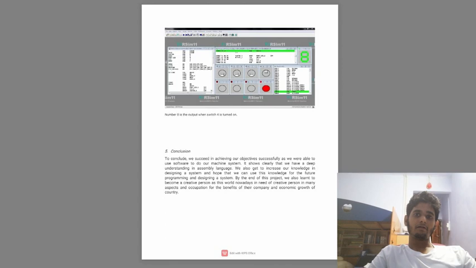So with this project, I conclude that all objectives have been met.